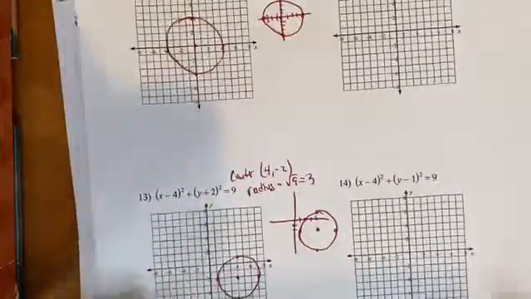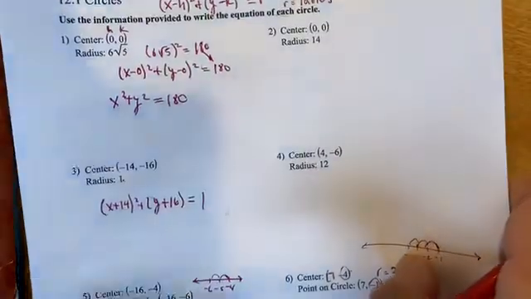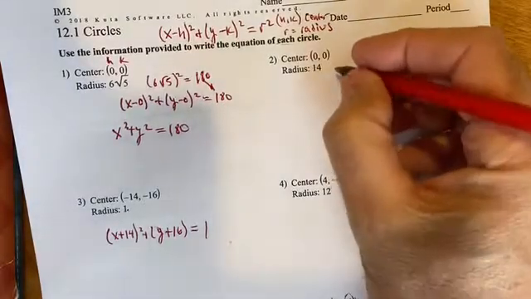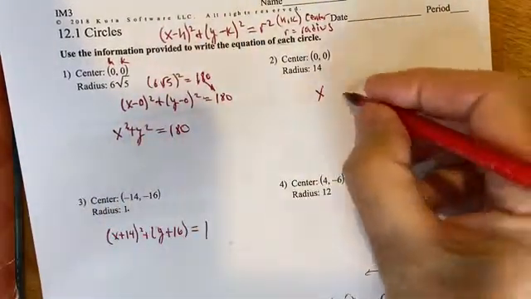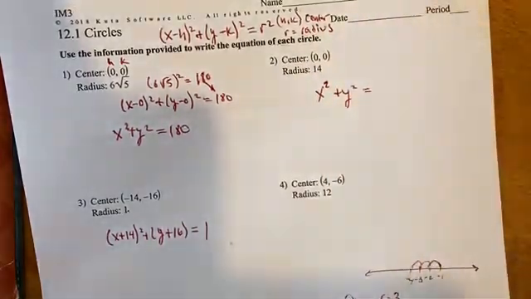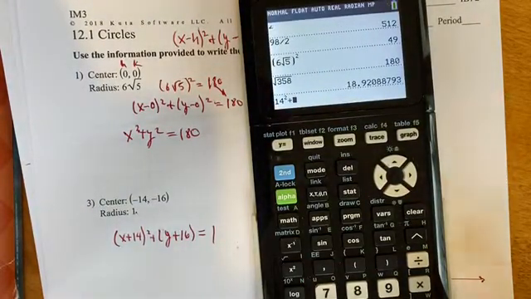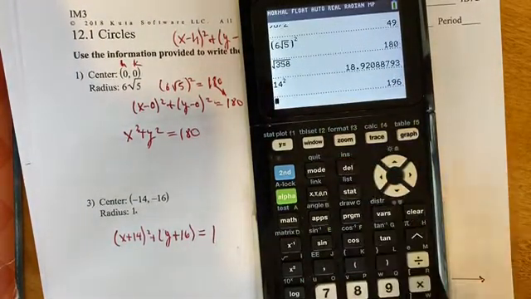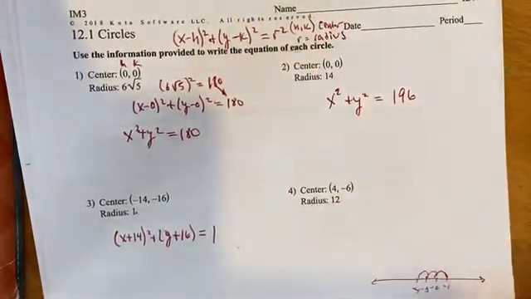You know what I'm going to do? I'm going to do the evens now, just so I can get all this done in one take. So the center 0, 0, we have to write the equation. It's just like this one, right? x squared plus y squared equals 14 squared. 14 squared is 196. So 196.